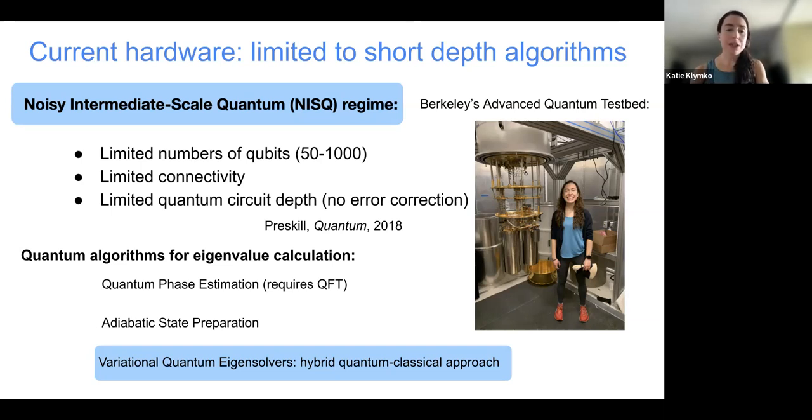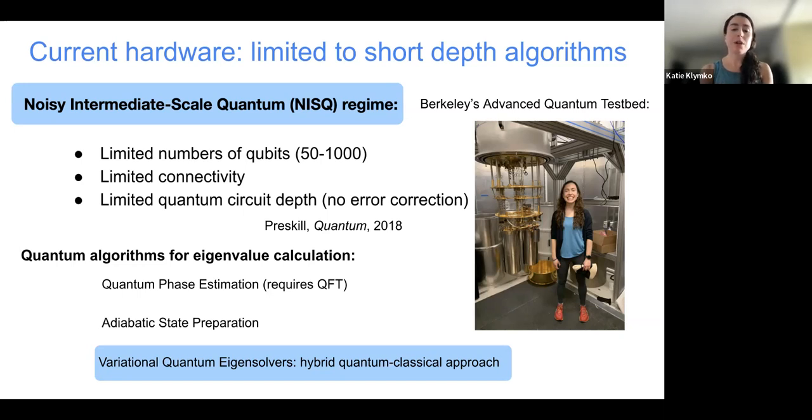If you have any experience in this field, you've probably heard of quantum phase estimation, which Don mentioned on the previous slide. But this requires the quantum Fourier transform, which requires a lot of gates and a lot of qubits. There's something called adiabatic state preparation, which also requires very deep circuits, so many gates. They aren't feasible for the near term, but we use something right now called variational quantum eigensolvers. This is an example of a hybrid quantum classical method for eigenvalue calculation.